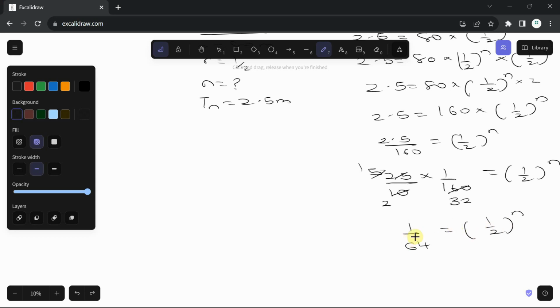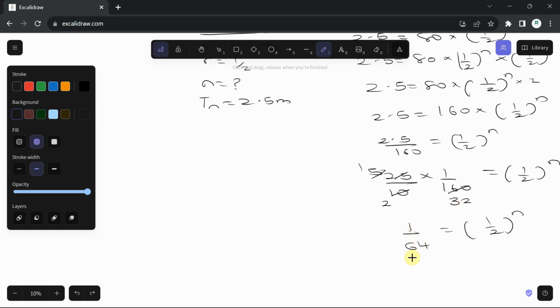So can I express 1 over 64 in terms of 1 over 2? Yes, I can. If you look at it, if I do 2 times 2 times 2 times 2 times 2 times 2, that is 2 in 6 places. That will give me 64. You can try it out. Take your calculator. So you could say 2 raised to the power of 6. That will give you 64.